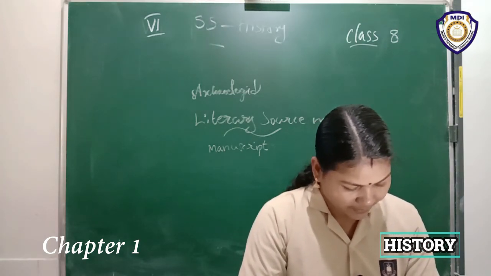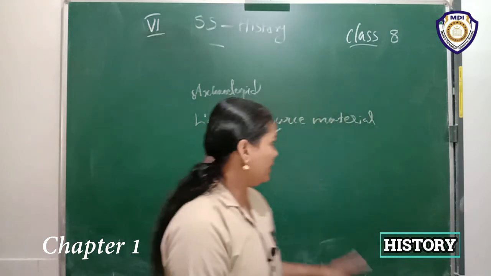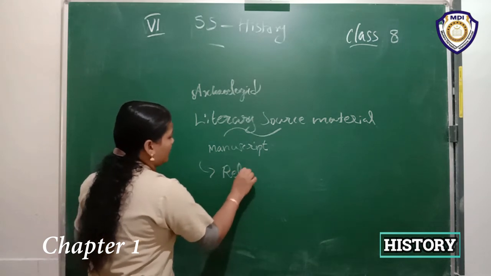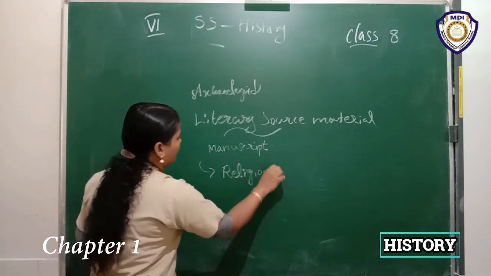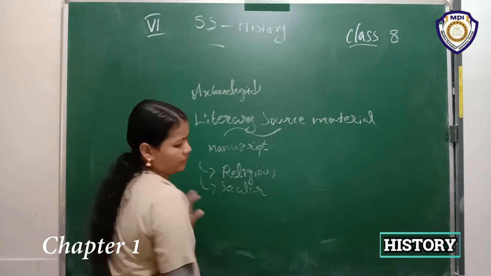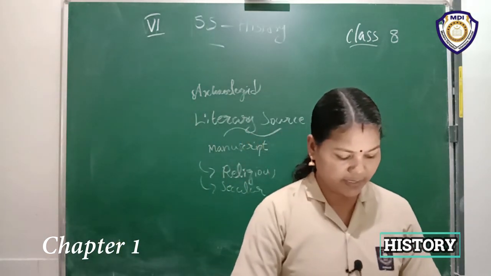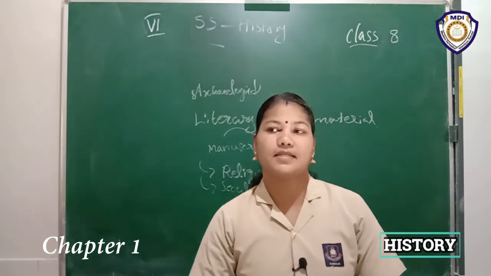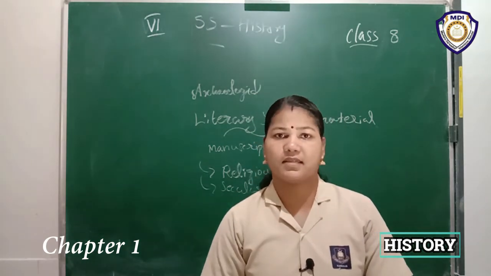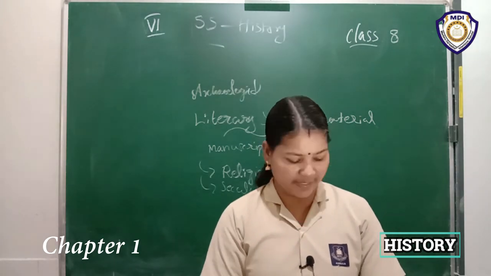Here literary sources are of two kinds, religious and secular. What are the two types, religious and secular? Okay, religious literature. Writings on religious themes are called religious literature. What is the speciality of religious literature? Writings on religious things. If religious matters are included, that we call religious literature.